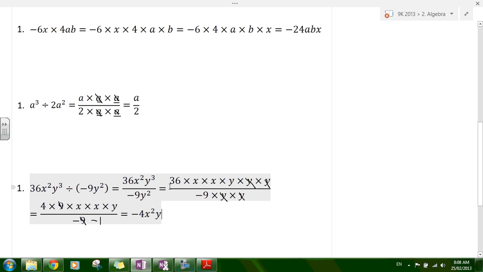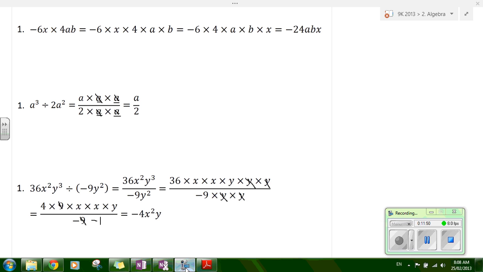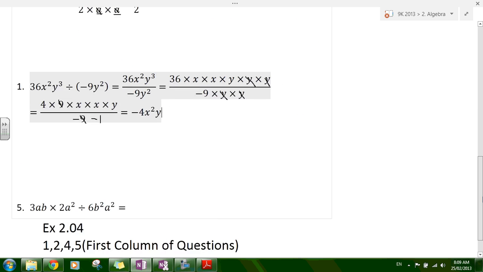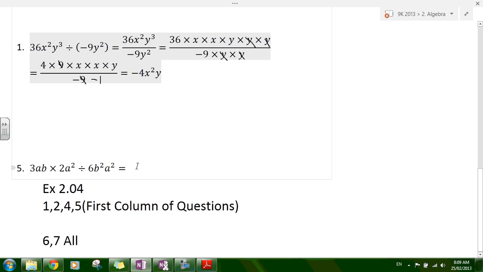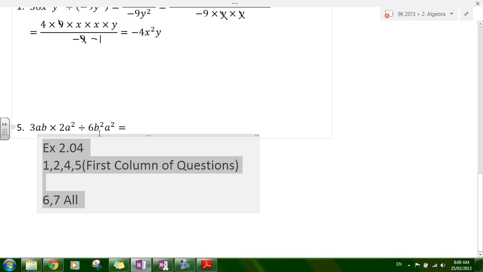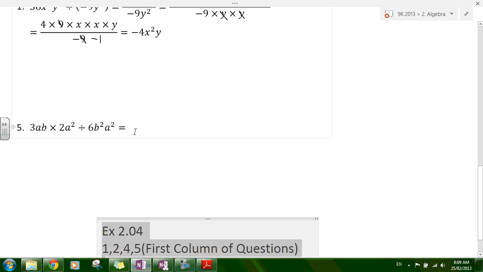Okay, so a few steps, but if you take it step by step, it's much more clear and you see what you need to cancel out. Final example I'll do, the fifth one. So the final example is 3ab times 2a squared divided by 6b squared a squared. Now the thing about these ones, if there's multiple operations, make sure you just take it step by step. That's the best thing that you can do.